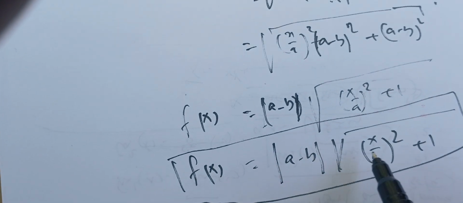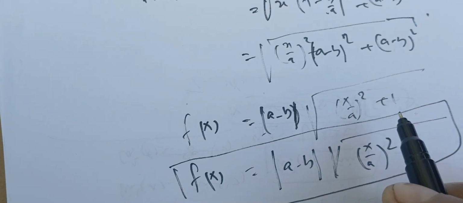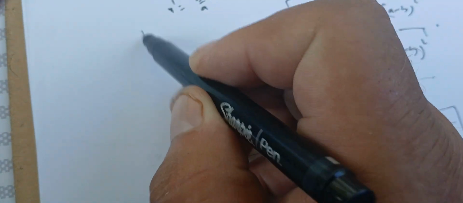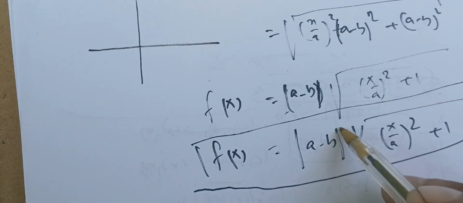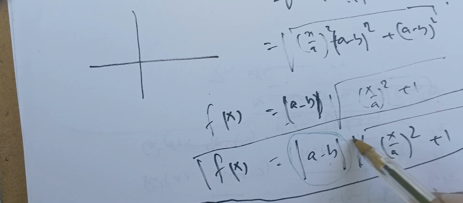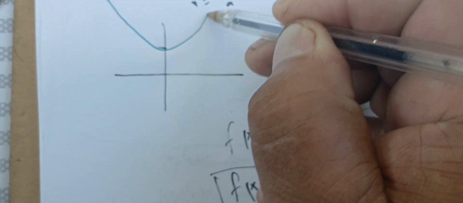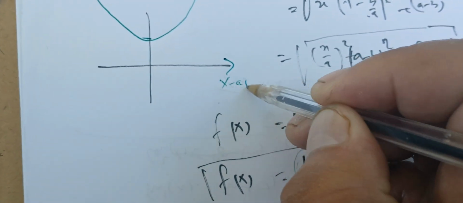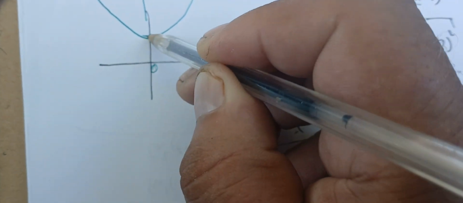Now I want to find the minimum. Which x is going to give me the minimum here? So here I can graph this function. This function is even. I'm not worried about a minus b, so let's focus only on this function, the square root of x over a squared plus 1. This function is 1 when x is 0, and it's even, symmetric like this. This is my x-axis, this is my y-axis, and at 0 here I have 1.